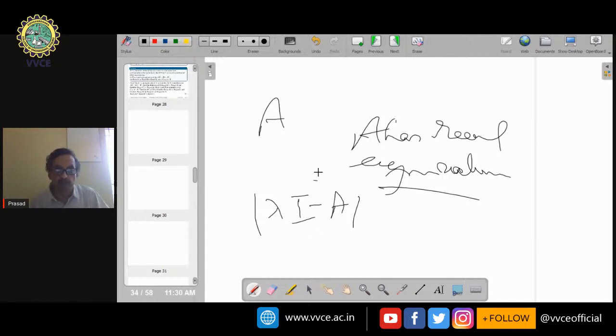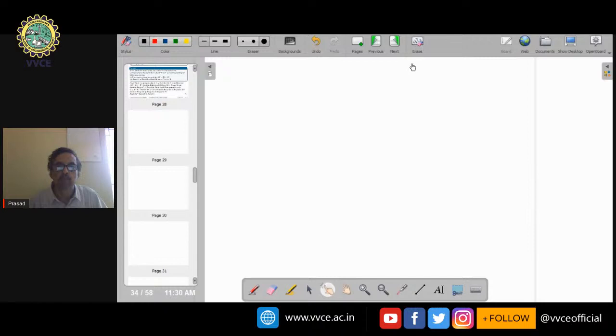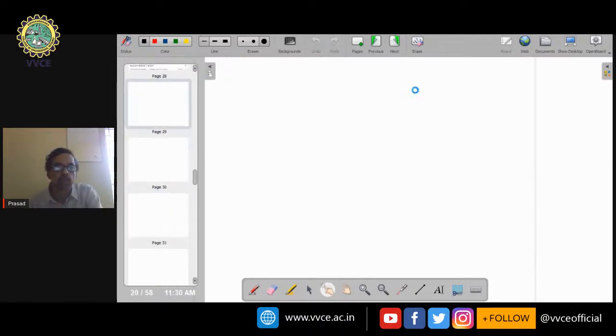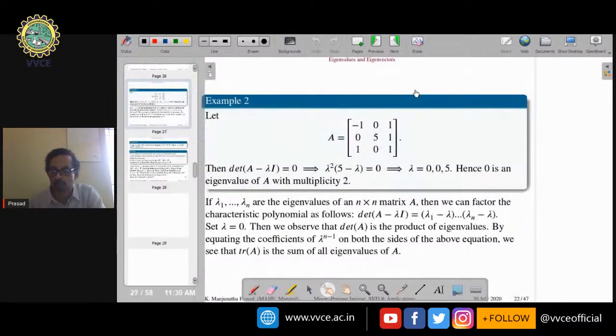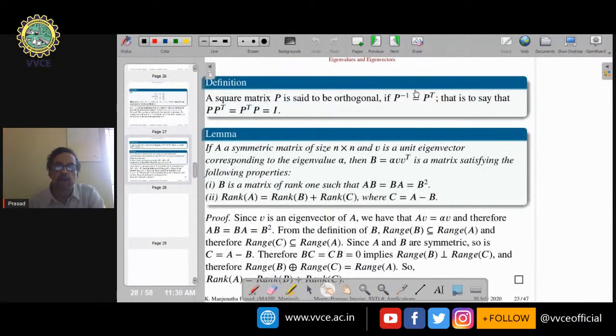But in case you are with a real and symmetric matrix, then you are assured of having a real eigenvalue. Then you will be having an eigenvector. Okay. In such a case, take a unit eigenvector.